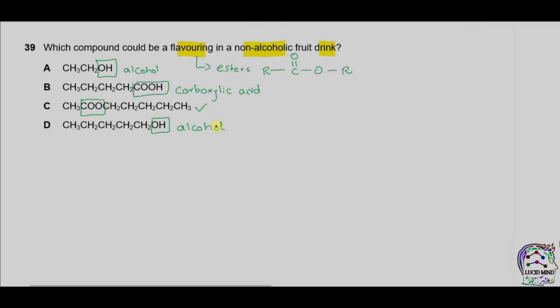We can draw C like this. We have CH3, then a carbon atom. There are 2 oxygen atoms, one is double bonded with carbon, one is single bonded to carbon. Then 4 CH2 and 1 CH3 group. Now this is the functional group of an ester. Therefore the answer is part C.